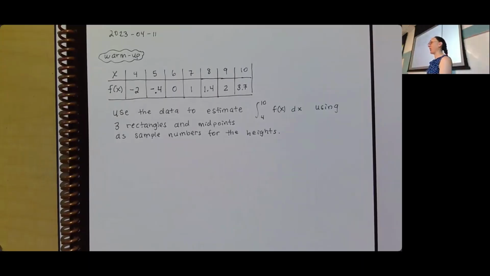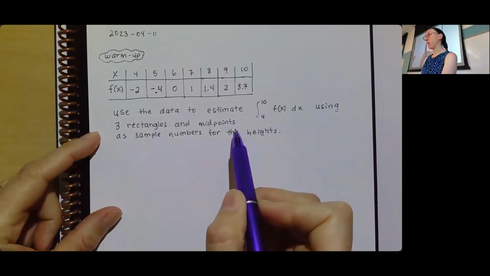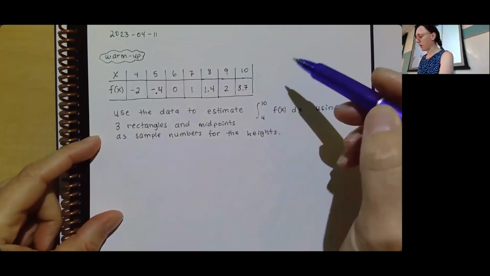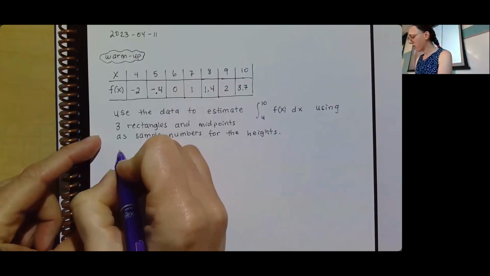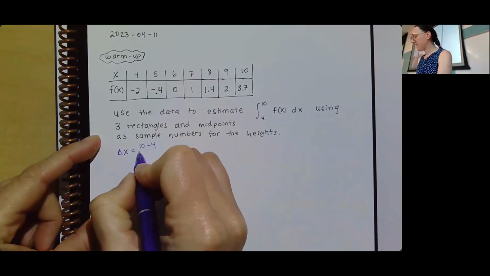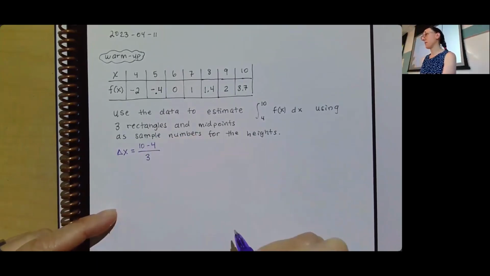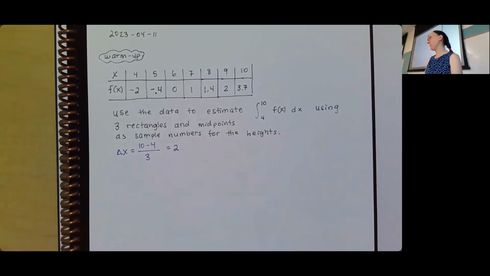I'm going to go ahead and get started on this. I'm going to do this with a fake picture. Okay. And so the first thing is, if I need to break this into 3 rectangles, then I know that the total width of my region here goes from 4 to 10. So the width of each of my rectangles is going to be that total distance of 6 split into 3 pieces. So that means the width of each of my rectangles is 2.